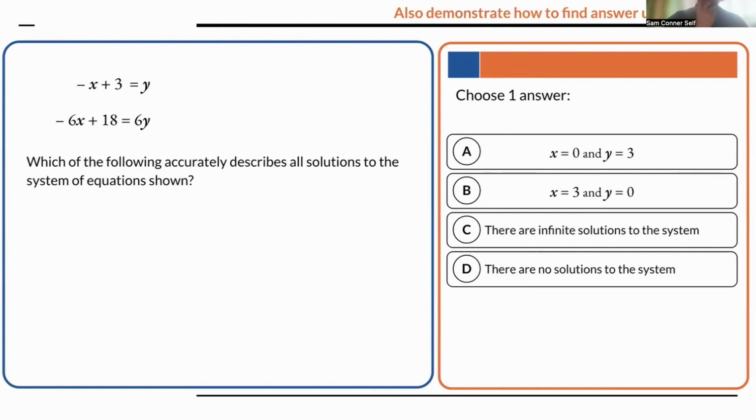So they give us a system of equations, and then they ask us which of the following options accurately describes all solutions to the systems of equations that they give us? So they give us two options for a solution, one solution, and then they say infinitely many and no solutions. So looking at this, you can do this out the long way. You can either use substitution, elimination, or Desmos to do it out the long way.